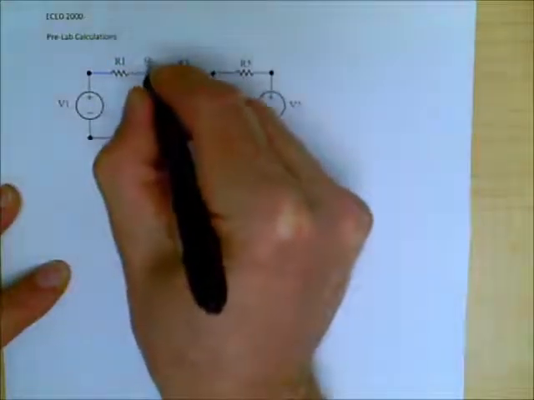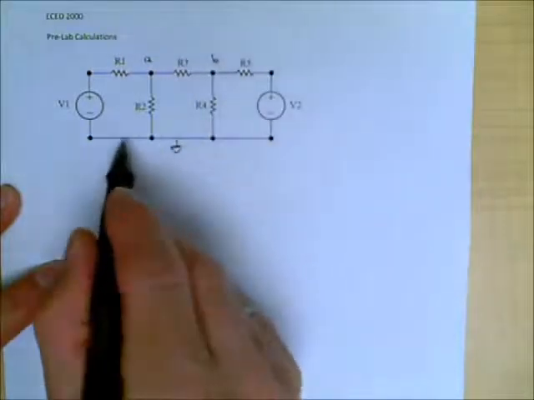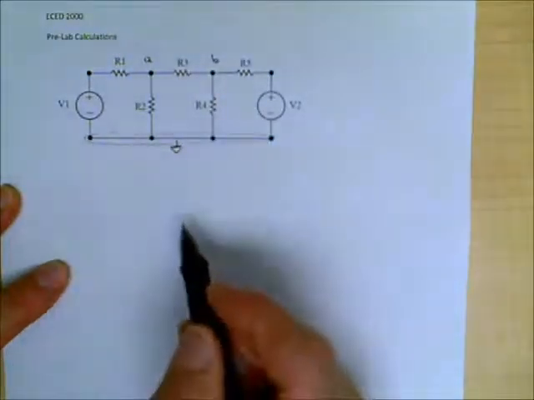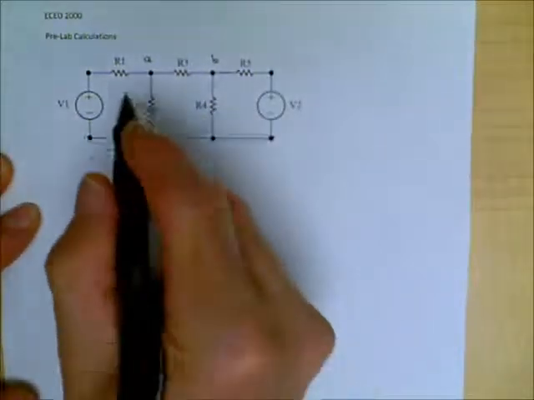I'm going to call this node A. I'm going to call this node B. I'm going to call this my reference node, particularly because the reference node has many more connectors than any of the rest of them do. So nodal analysis is pretty straightforward in this case.